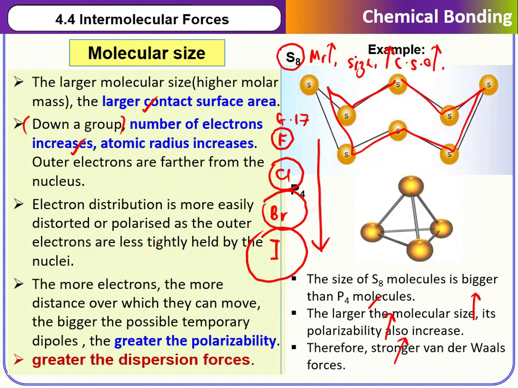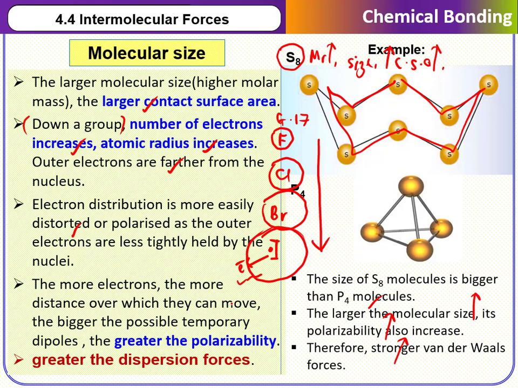How about the number of electrons? Of course it increases. Atomic radius increases as well. How about the outer electrons? They are farther from the nucleus. Mestilah tertolak lebih jauh. Because the nucleus has weaker attraction towards the valence electrons. Right. How about the electron distribution? The electron distribution or the electron cloud will become more easily distorted. Lebih senang terherot. Sebab saiz yang besar susah tarik.